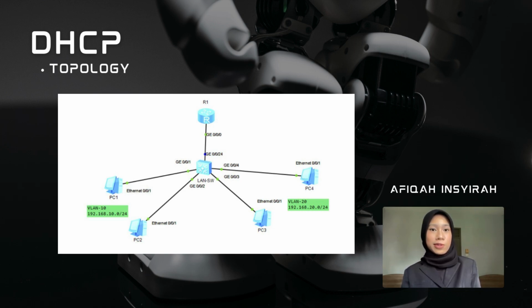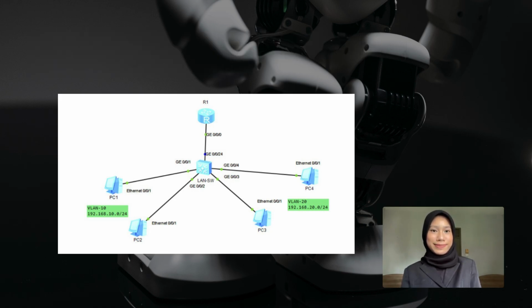The connection that I use is the router R1 connected to the switch. On switch LAN SW, PC1 and PC2 are on VLAN 10, and PC3 and PC4 are on VLAN 20. This setup allows the router to assign IP addresses to the PCs automatically.